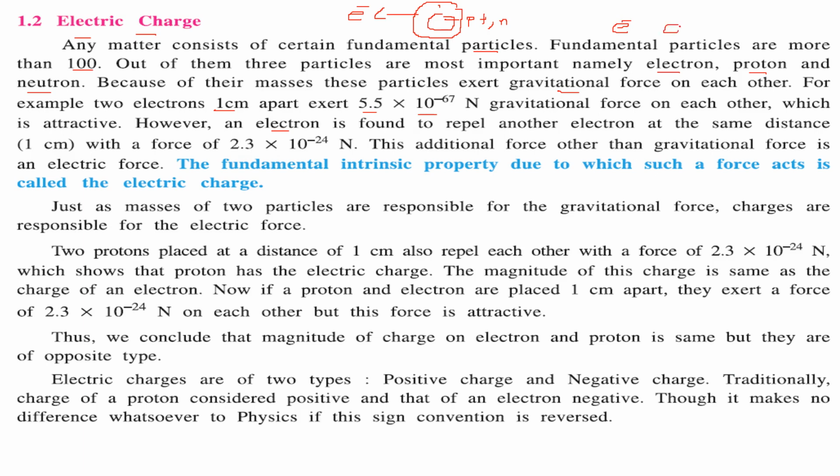an electron is found to repel another electron. So what is this force? Why is this repulsion going on? If you keep them at a distance of 1 centimeter, the force would be 2.3 into 10 to the power minus 24 Newton. This is the force by which these 2 electrons repel. So what is this additional force? There is the gravitational force we talked about, but there is another force which is known as electric force.